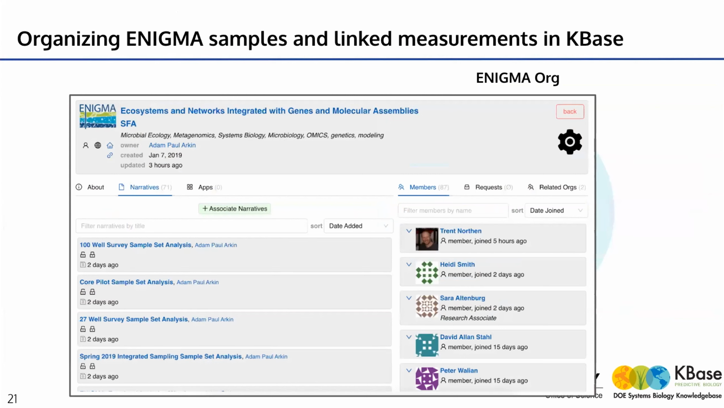Ben mentioned this idea. My SFA has 87 members in our organization here, and we have 71 narratives. Narratives are the means by which we organize data and do analysis on that data in ways that are useful to people. And what's really cool is that we can see what each other are doing in real time and work together on those topics. An organization is a way of presenting to your own team, and when you're ready, creating ways of serving your groups of data and analyses to the outside world and getting credit for it.